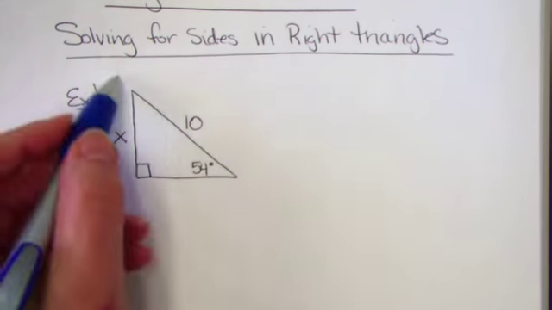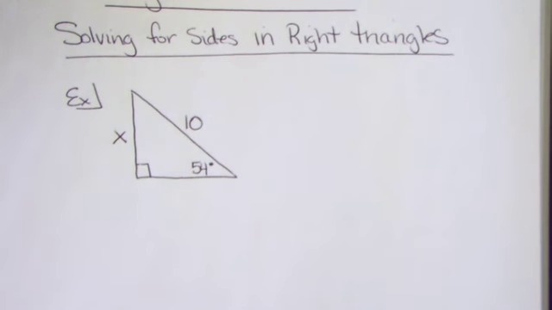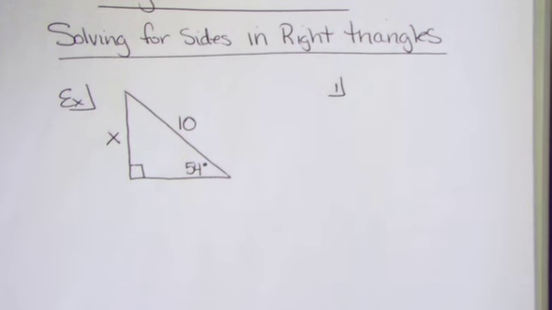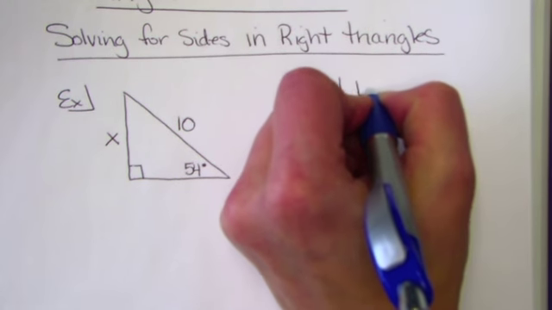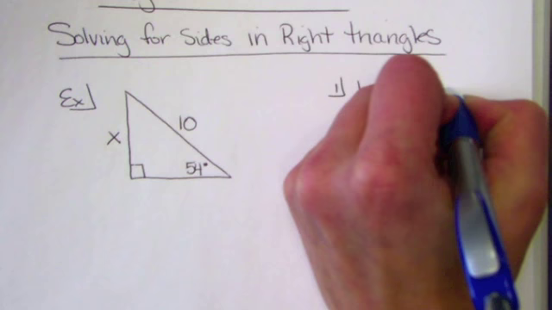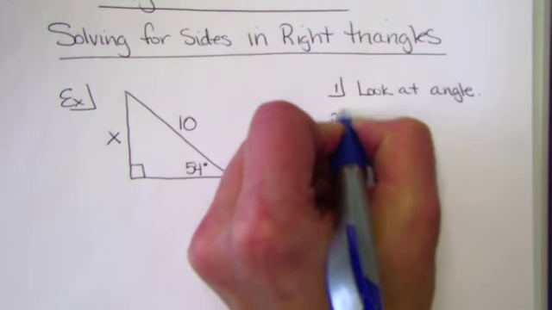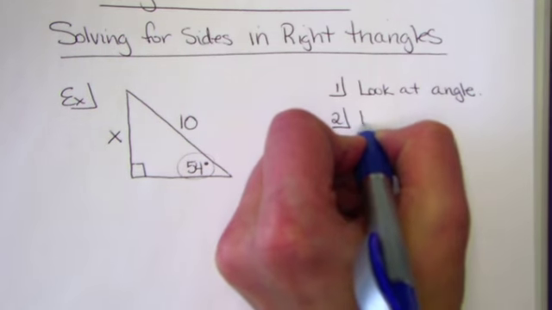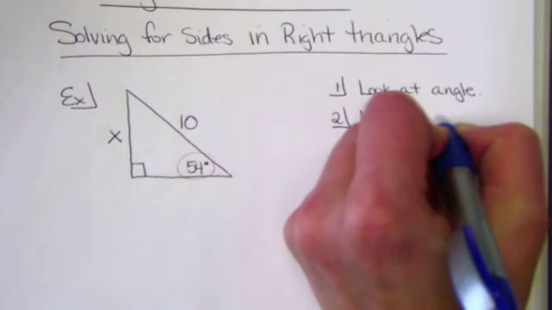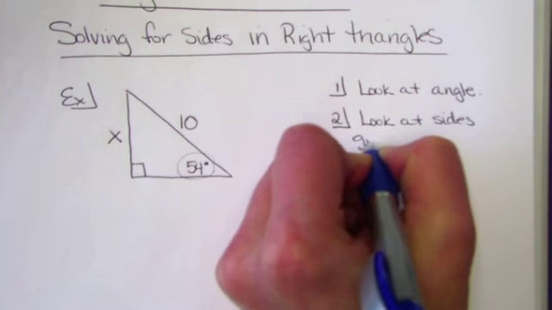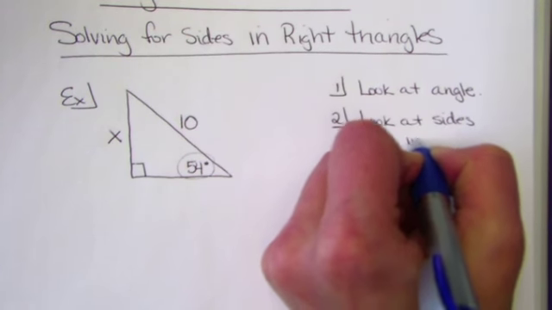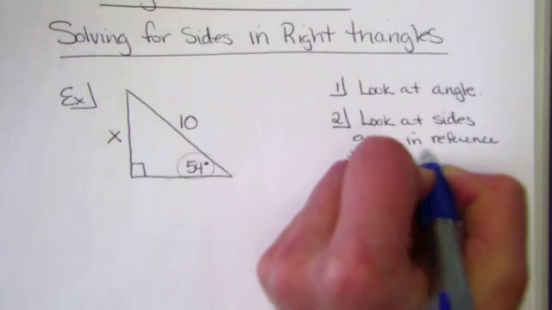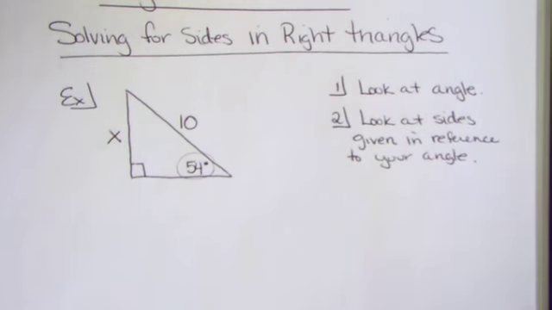And we have one of the sides of the triangle. In this case, it's the hypotenuse. There are 5 steps. The first step is to look at the angle that you're given. Always locate the angle that you're given. Next, look at sides given in reference to your angle. What do I mean by that?